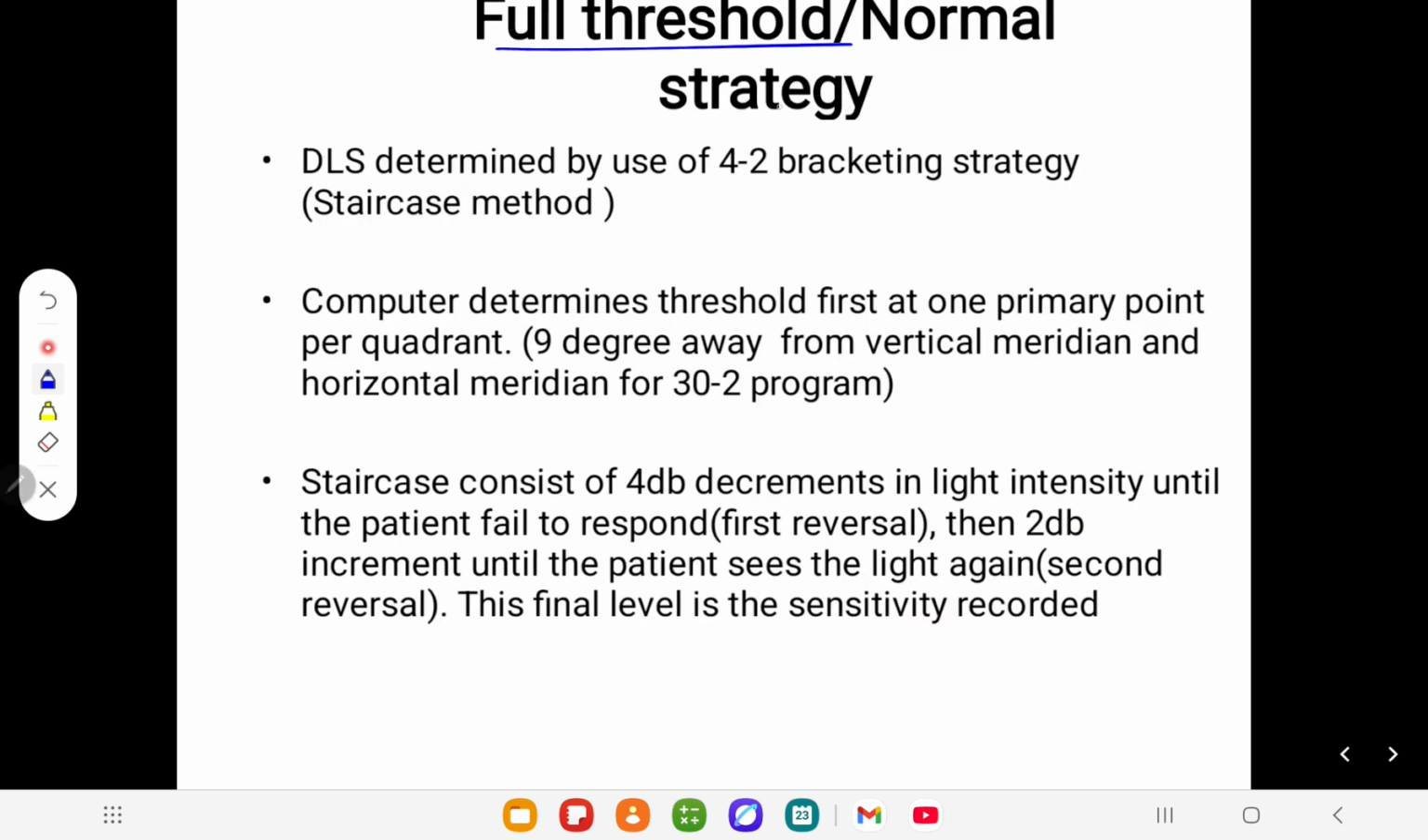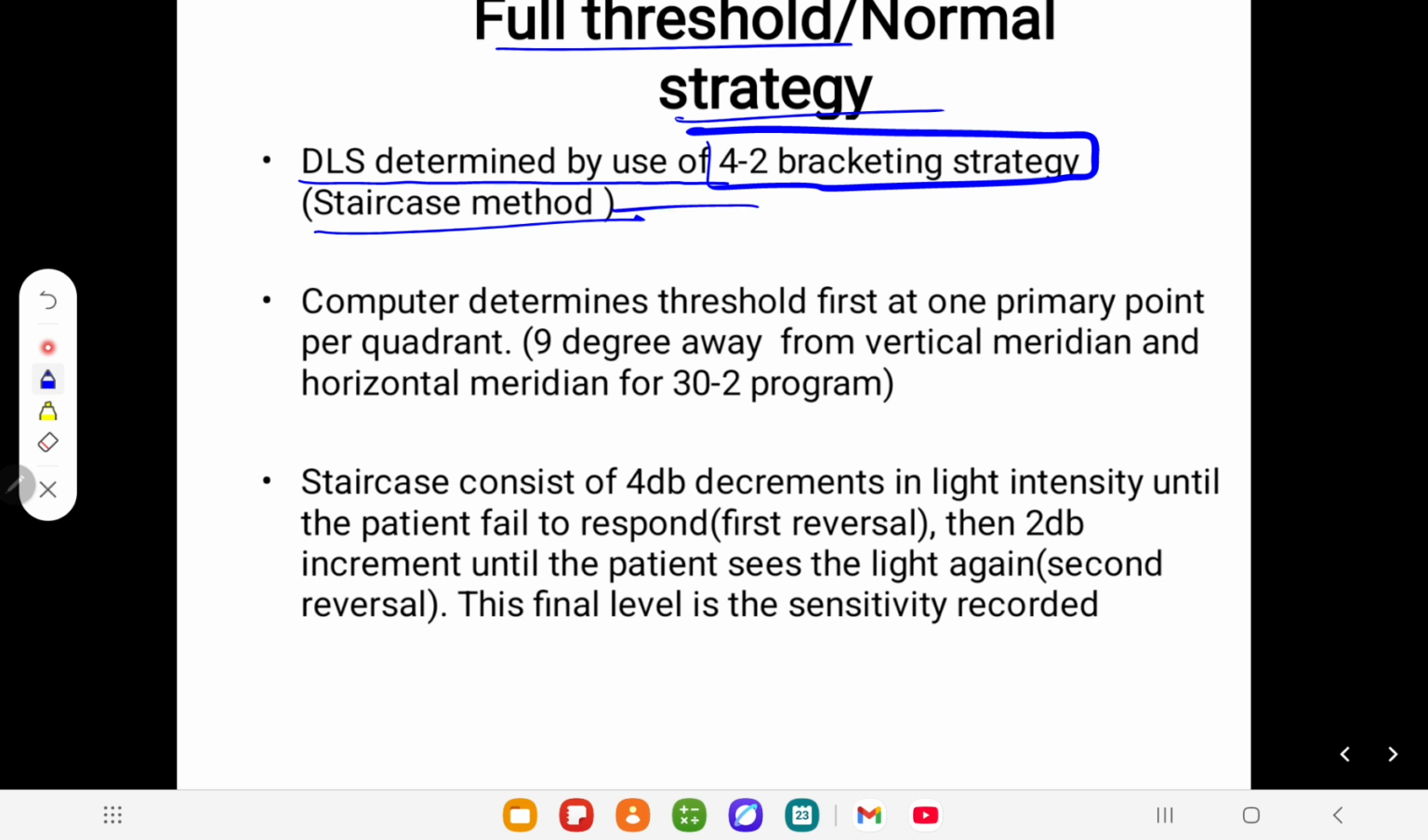So full threshold strategy. Full threshold is used today also, but not in regular screening, though sometimes yes. Full threshold means the good old 4-2 bracketing strategy, that is the staircase method. Differential light sensitivity is determined using the 4-2 bracketing strategy, also known as the staircase method. The computer first determines the threshold at a primary point per quadrant, 9 degrees away from the vertical and horizontal meridian in 30-2.